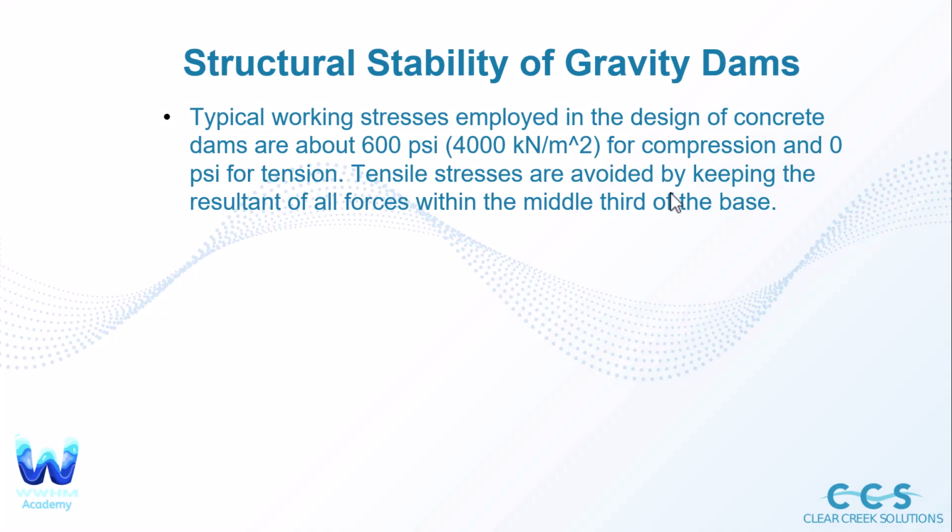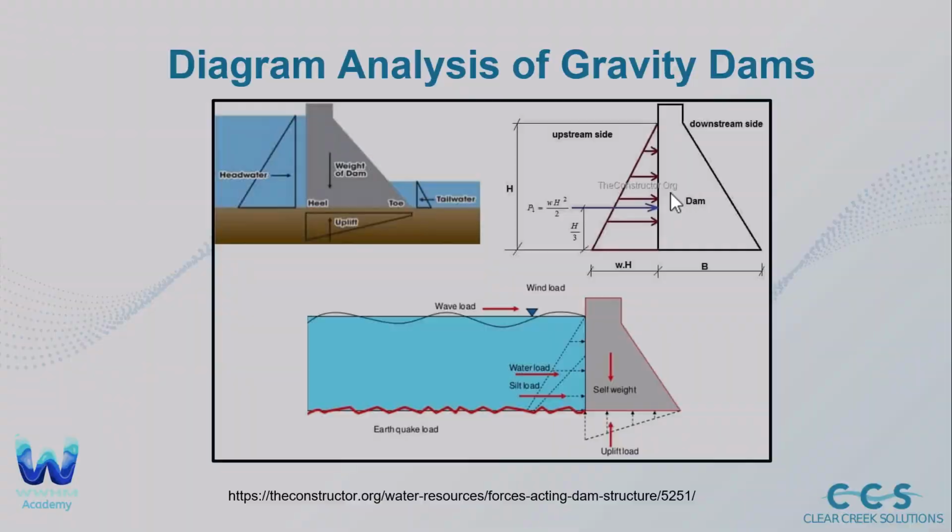Typical working stresses employed in the design of concrete dams are about 600 psi, or 4,000 kilonewtons per meter squared, for compression and 0 psi for tension. Tensile stresses are avoided by keeping the resultant of all the forces within the middle third of the base.